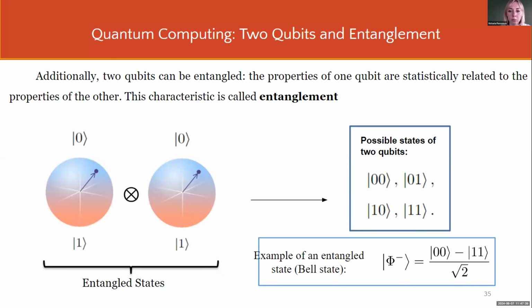It's called entanglement. Entanglement is the property where the properties of one qubit are not statistically independent of the properties of another. They are statistically connected. Mathematically, we say that if the system cannot be presented in a separable way, I mean the wave function, then the subsystems are entangled. Here you can see an example of an entangled state. It's a Bell state, a maximally entangled state.